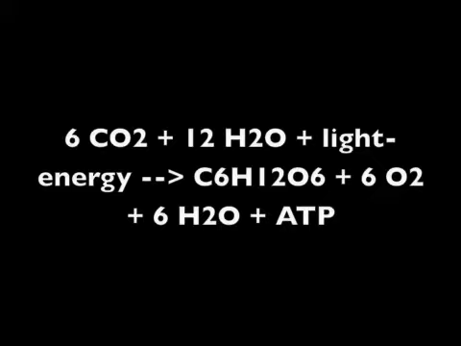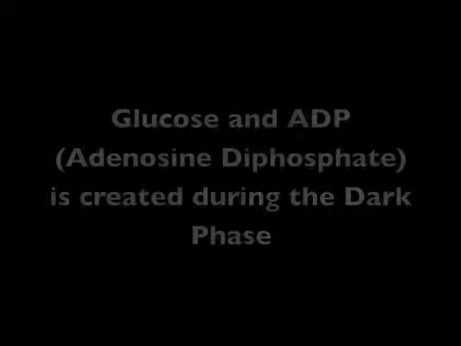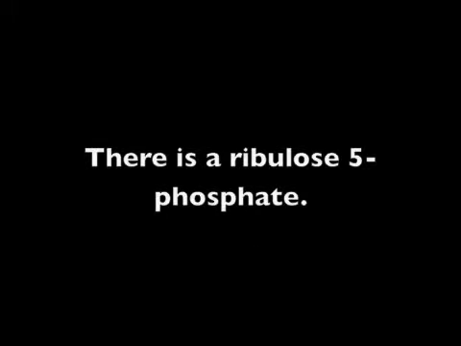Now that you've seen the composite reaction for photosynthesis, let's talk about the dark phase and light phase, which constitute photosynthesis. The dark phase occurs during the night. During the dark phase, glucose and ADP, adenosine diphosphate, are created. The ADP will be used during the light phase, as you will see later. Here is a summary of what happens during the dark phase.